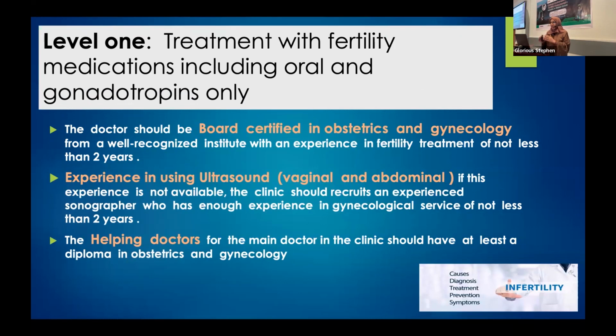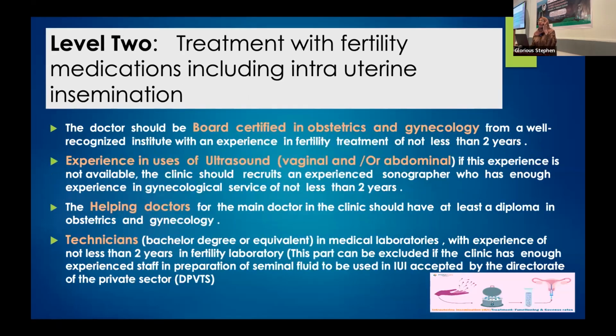We should have somebody who is experienced in ultrasound to monitor these, and they should have some doctors who can help them. Level 2 is where you add intrauterine insemination, which is unfortunately not available in many of the governmental hospitals. You treat with the orals and gonadotropins, and you also have intrauterine insemination. Unfortunately, we don't have many people who know when we should do an IUI. Sometimes we do see patients being given IUI when it is not indicated, for many reasons.